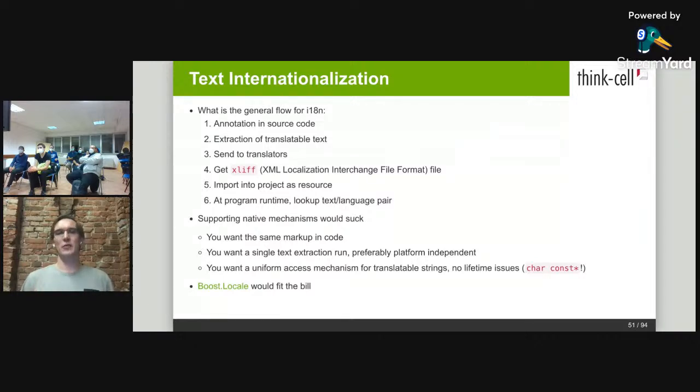And then at runtime, you want to have a uniform access mechanism that always returns strings with the same lifetime, regardless of where in the code base it is. So you don't want to have cases where sometimes you return a reference counted string pointer and sometimes a heap allocated std::string. So a single thing is good here.